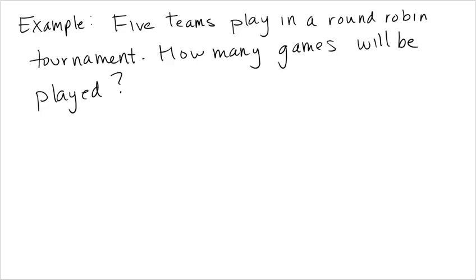So in this example, we've got 5 teams who are playing in a round-robin tournament. If you're not familiar with the concept, a round-robin tournament is a tournament where each team plays each other team exactly once. How many games will be played in this tournament? Well, I'm not very creative, so I'm going to call the teams A, B, C, D, and E. And I want to figure out how many games can be played. And you might have a guess for how many games that will take. But we're going to list them all out.